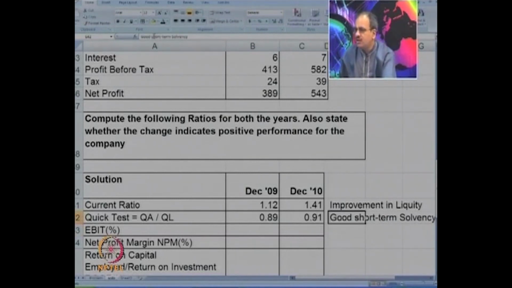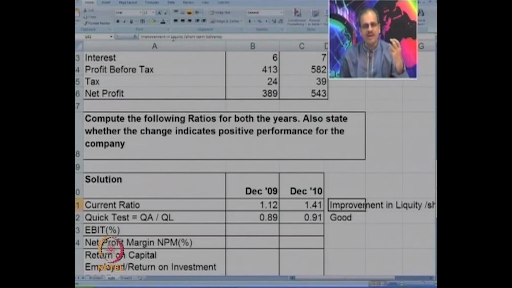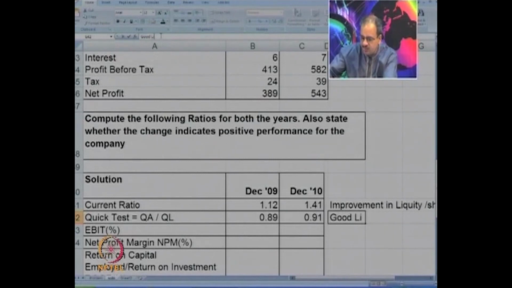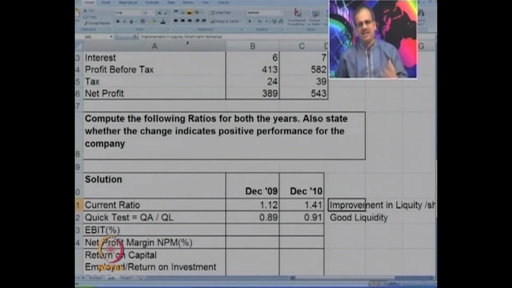I am sorry, this can rather be called liquidity, and the current ratio we will name short term solvency. So, current ratio we will say shows improvement in liquidity or short term solvency, and quick test shows a good liquidity position. Actually, many times they are used interchangeably, but quick test focuses more on liquid assets, whereas current ratio looks at a period of say 6 months to 1 year position. So, it could be known as short term solvency or liquidity.